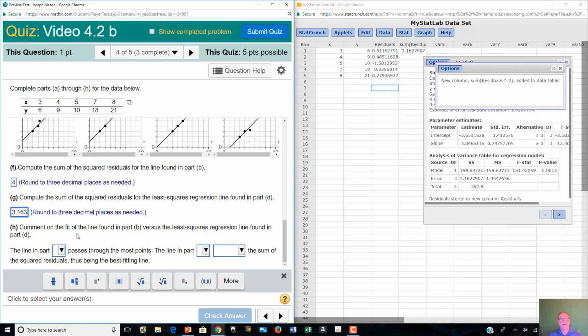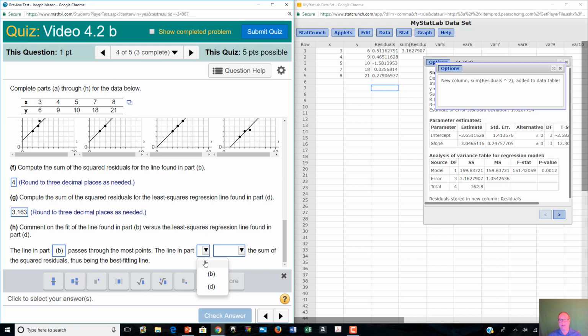Now, comment on the fit of the line found in part B versus the least squares regression line found in part D. So the line in part B passes through most of the points. So we go back here. The line in part B basically passed through most of the points because we only had one where the residual was not 0. All these other points, the residual was 0, so it passed through most of the points.